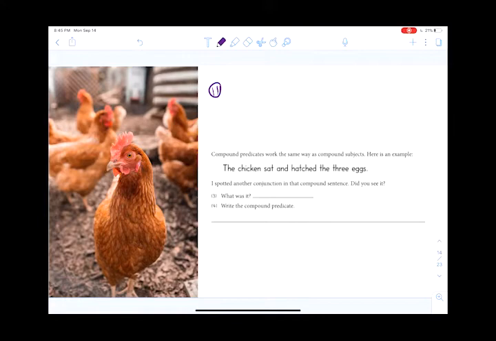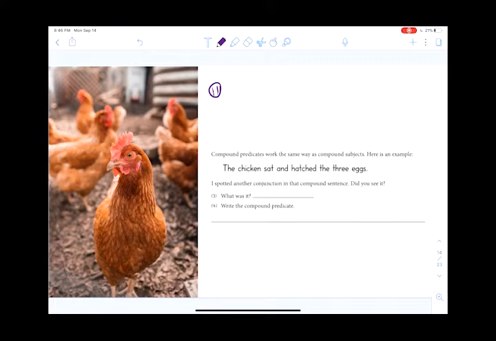Finished? Compound predicates work the same way as compound subjects. It just shows the subject doing more than one thing. For example, the chicken sat and hatched the three eggs. The chicken sat and she hatched the three eggs. It is a compound predicate because it shows that the chicken is doing more than one thing at the same time.